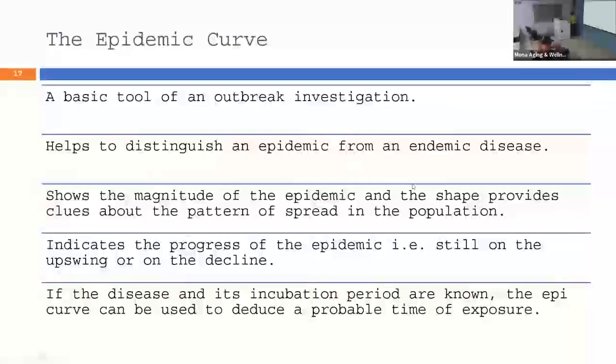All right. So the epidemic curve is a basic tool of an outbreak investigation. It helps to distinguish between epidemic and endemic level disease, and it shows the magnitude of the epidemic. Based on the shape and pattern, it can let us know the pattern of spread, whether it is common source or propagated. It indicates the progress of an epidemic.